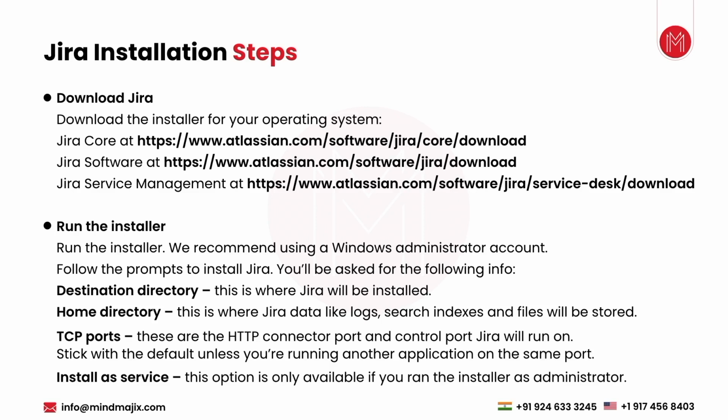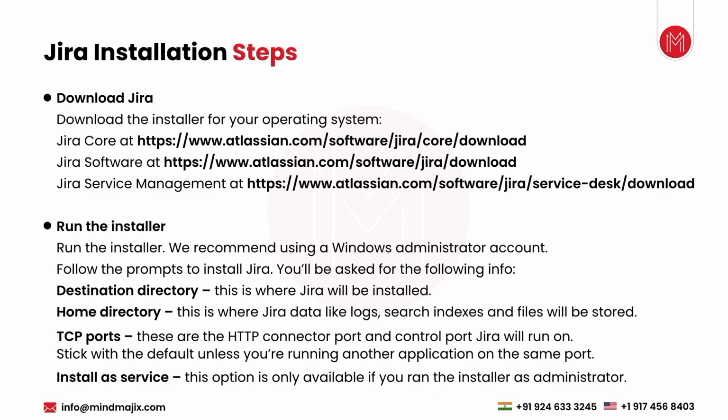When we do our hands-on experience training, we will probably have these things in our scenarios also, and we can develop these things readily at regular intervals as well. So Jira Software, obviously we can download. Run the installer. We recommend using a Windows administrator account. Follow the Jira download and you will be asked for the following information: destination directory, home directory, TCP ports, and install as a service. These four things are required if you are doing anything related to Jira or Jira administration at your end. That is really very important as well.